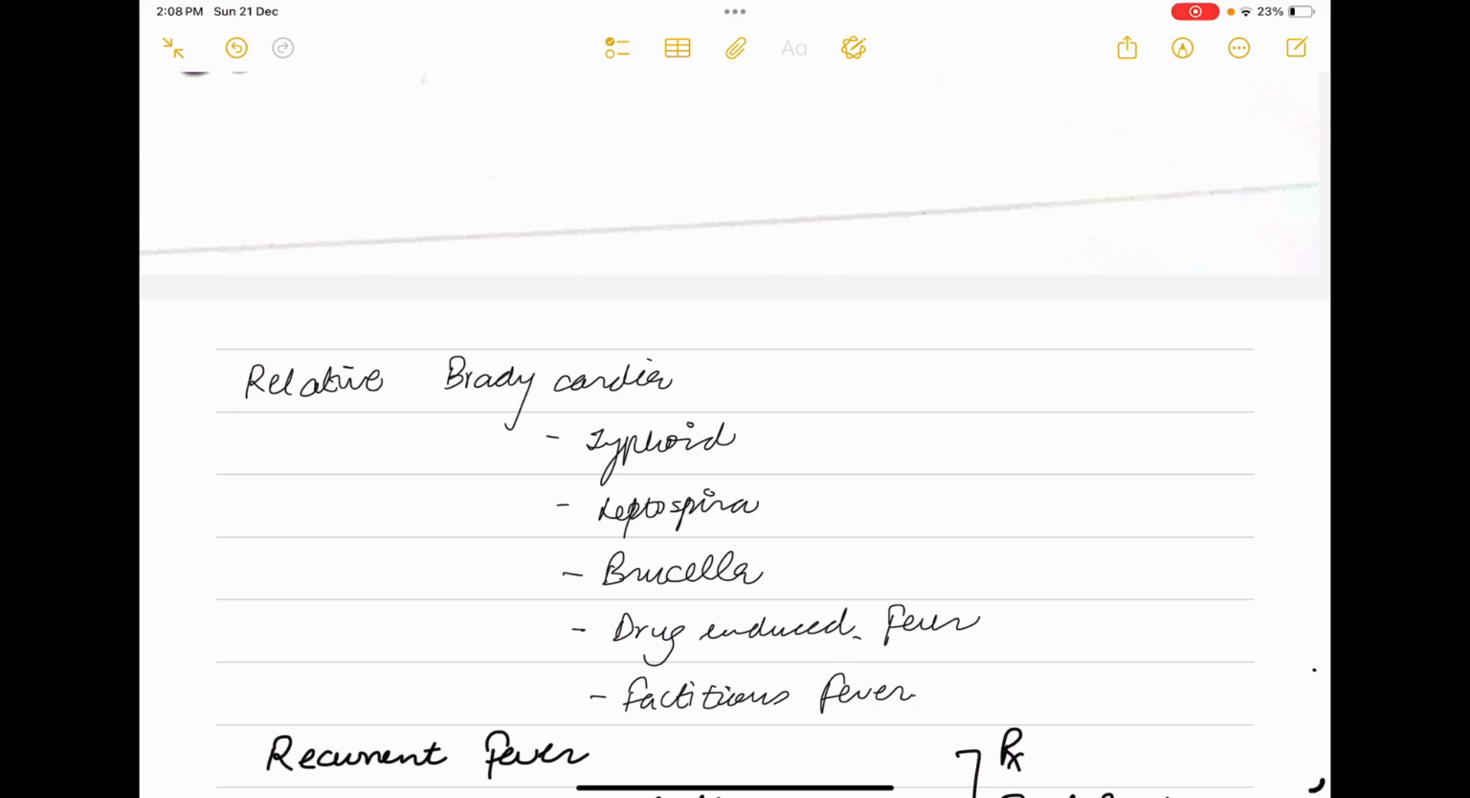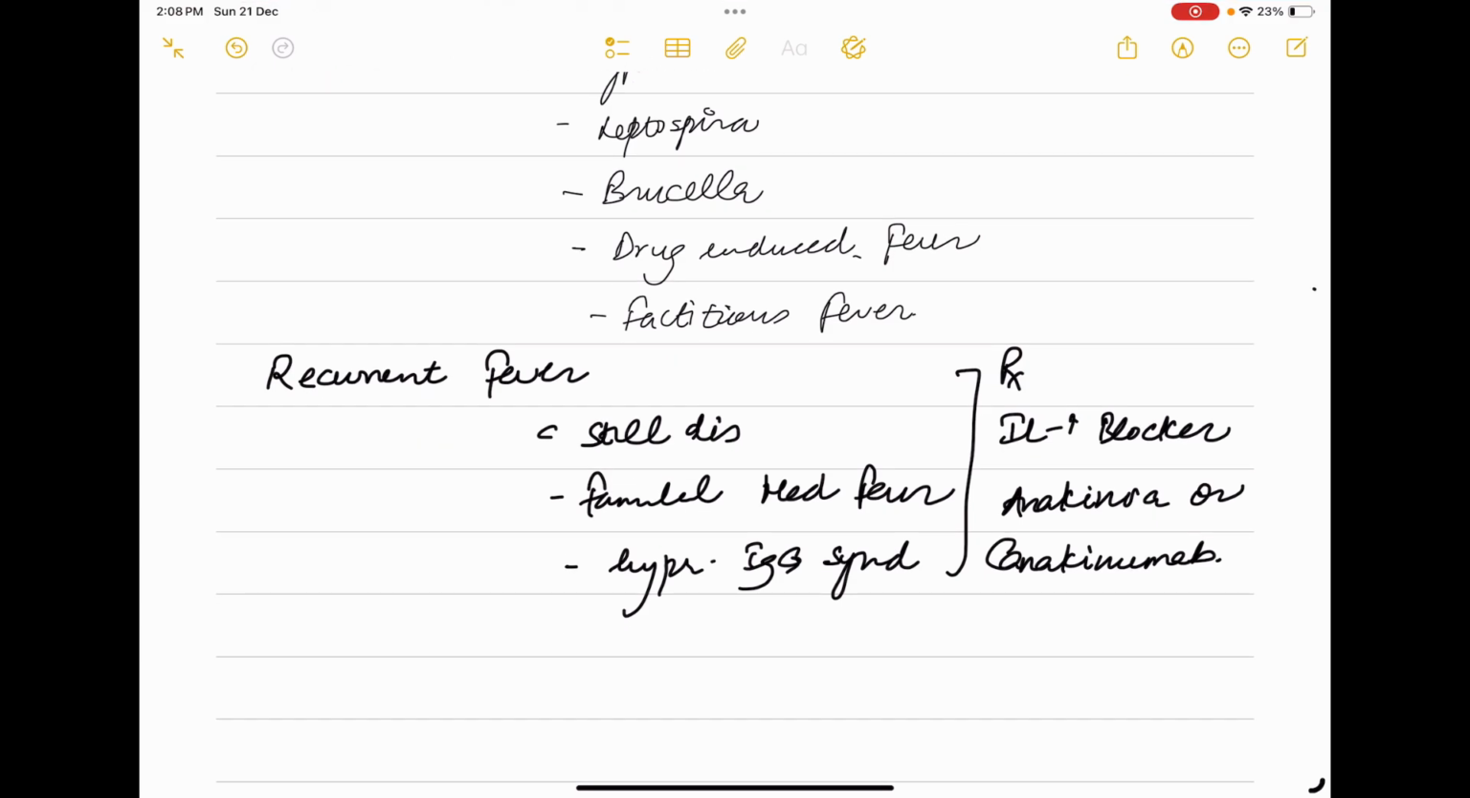Now there can be relative bradycardia. Generally when fever rises by 1 degree Celsius, pulse rate should rise by 10 beats. If it is not happening, that is relative bradycardia, which happens in typhoid, leptospira, brucella, drug-induced fever, and factitious fever. Now there are some recurrent fevers which Harrison has got: Still disease, familial Mediterranean fever, and hyper IgD syndrome. In these, antipyretics are not that beneficial, so you give an interleukin 1 blocker, that is anakinra or canakinumab.